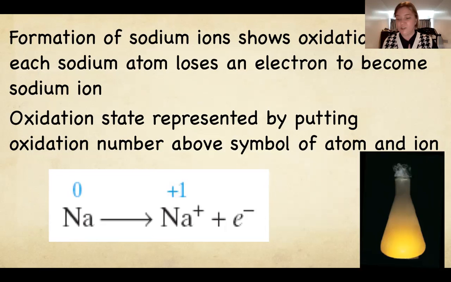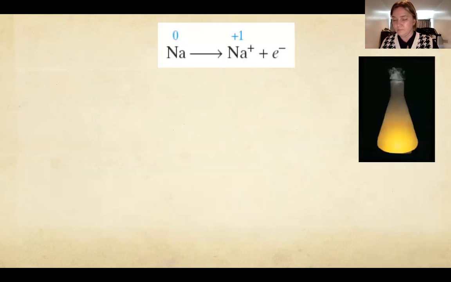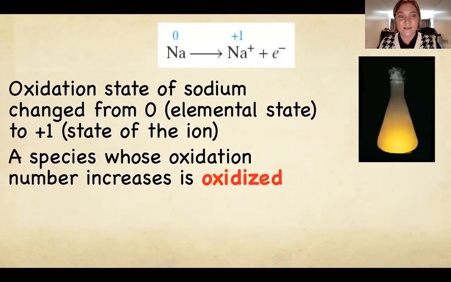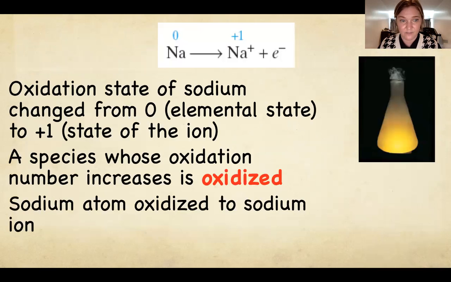The sodium ion is a monoatomic ion, so it has the same oxidation number as its charge. So that is oxidation. Notice the increase in oxidation state. We've gone from 0 to +1. We have increased oxidation state. So we say that the sodium has been oxidized. It's oxidized to a sodium ion.